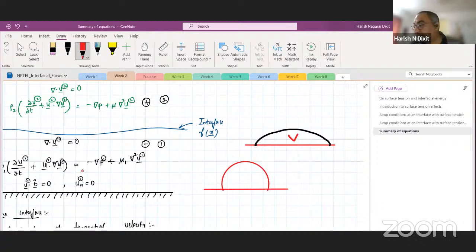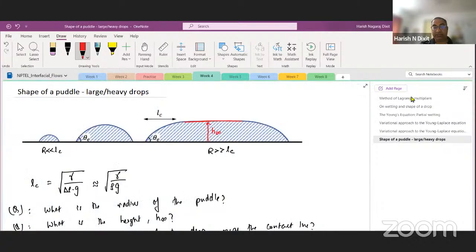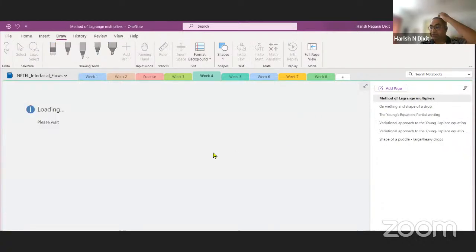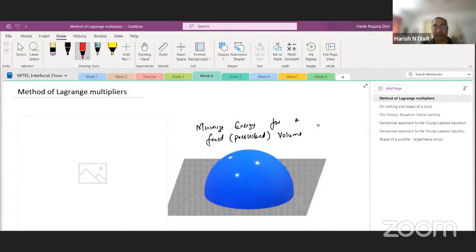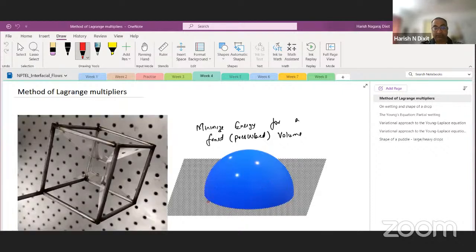I think that specifically will come. In fact, the first thing that we do in energy minimization is I discuss the so-called method of Lagrange multipliers. I'll show you an image, for example, something like this. This is a droplet that is sitting on a flat interface. You can also get images like this.